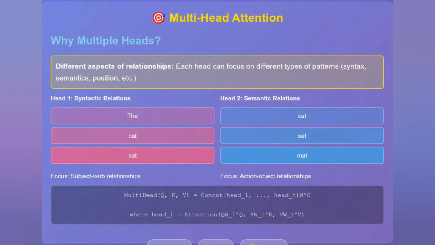The mathematical formulation shows we run multiple attention computations in parallel, each with their own learned parameters, then concatenate the results. This gives the model much richer representations. In practice, different heads in models like GPT or BERT have been shown to learn different linguistic patterns. Some focus on syntax, others on co-reference, others on semantic similarity. It's like having multiple specialists working together on the same problem.